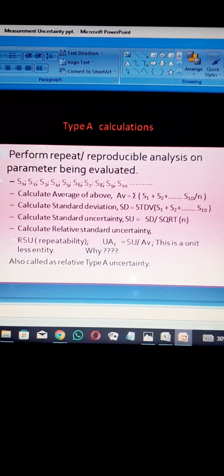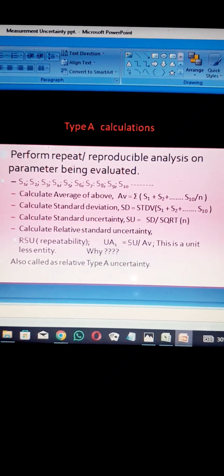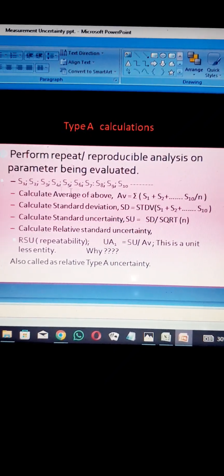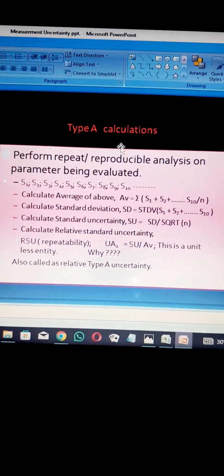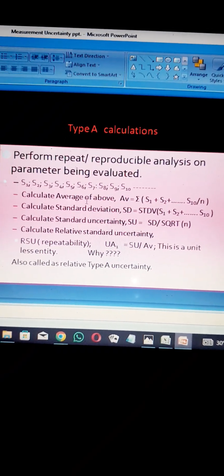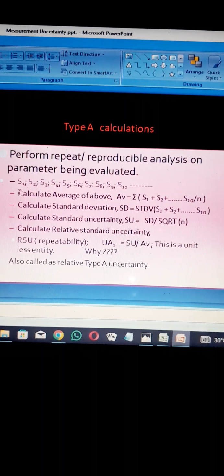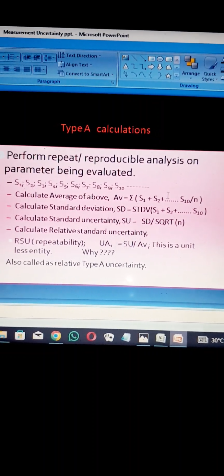Then come to type A calculation. So, perform the repeatability and reproducibility analysis and the parameter being evaluated. So, we have to name S1, S2, S3, S4 for the repeat tests of the sample, and then calculate the average as per the formula.